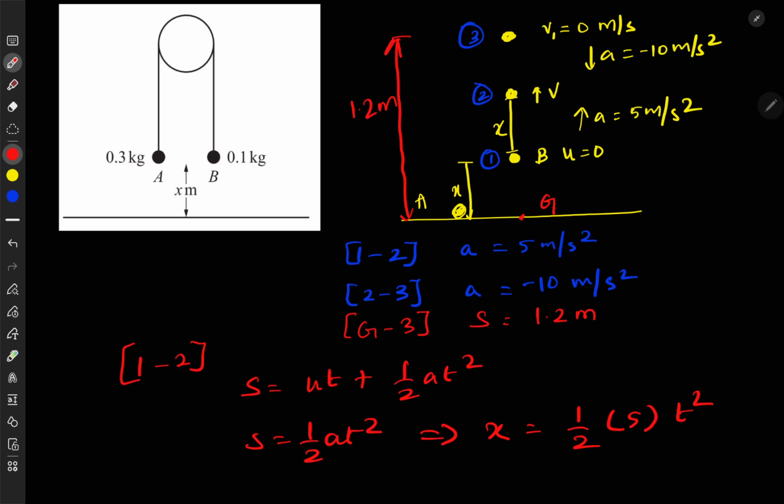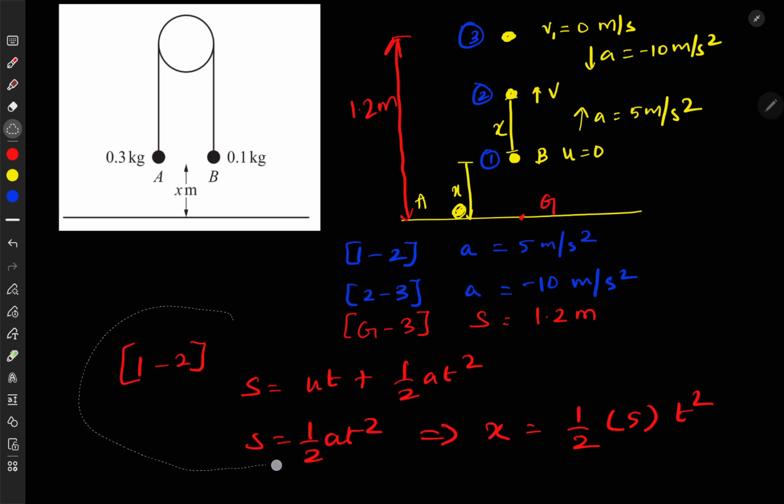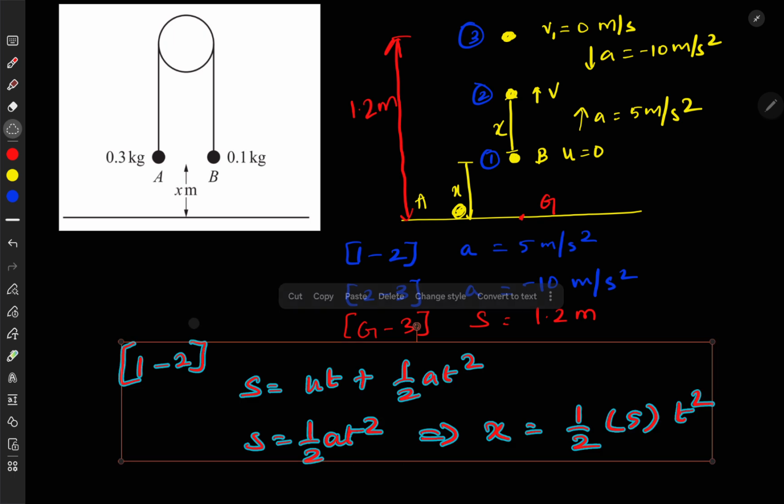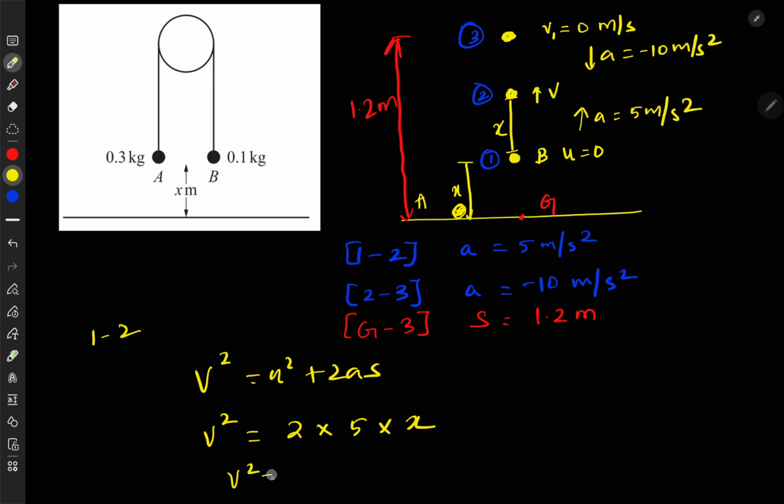Or we can use the v squared and u squared formula. I can use v squared is equal to u squared plus 2as, equations of motion, for the motion from 1 to 2. So we have u is 0, 2 into a, A is 5 and s is x. So v squared is equal to 10x. Okay, we will use it later.